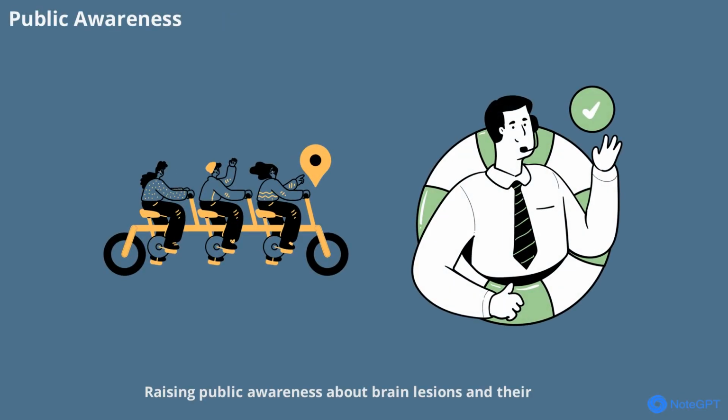Raising public awareness about brain lesions and their effects is important for reducing stigma and promoting understanding. Education campaigns can help people recognize the signs of brain injury and support those affected. Greater awareness leads to earlier intervention and better outcomes for patients.